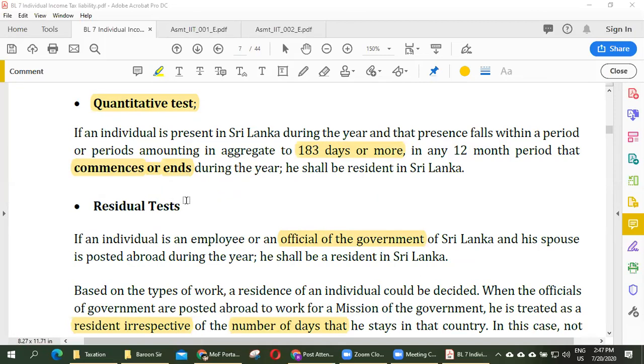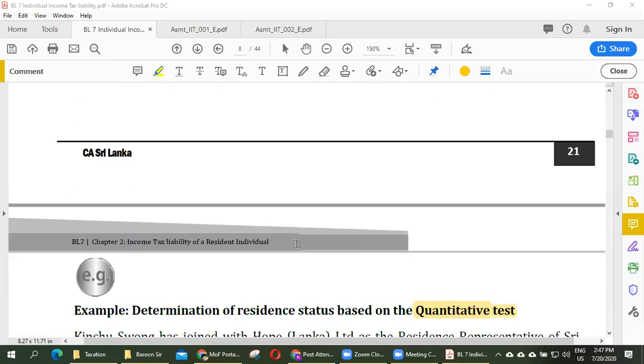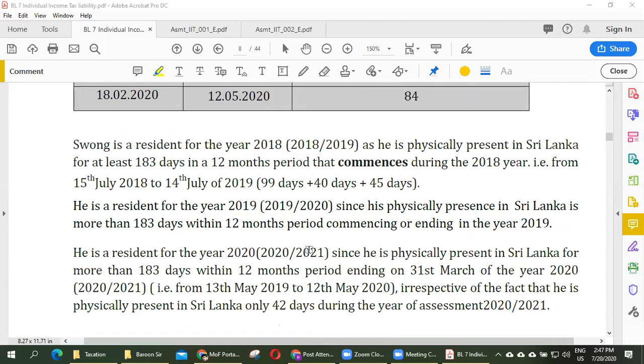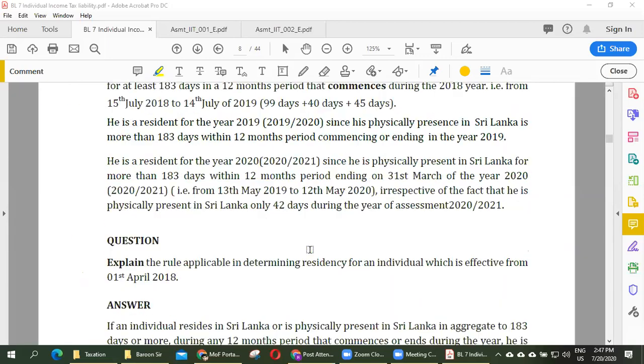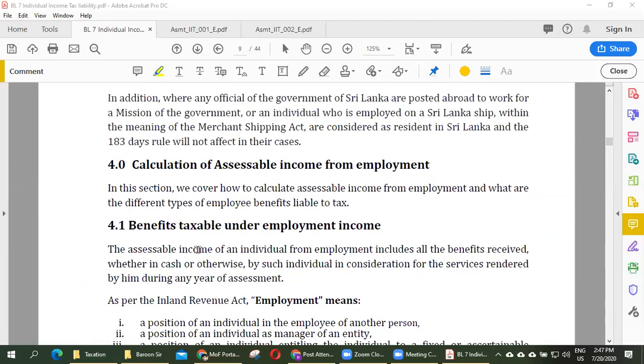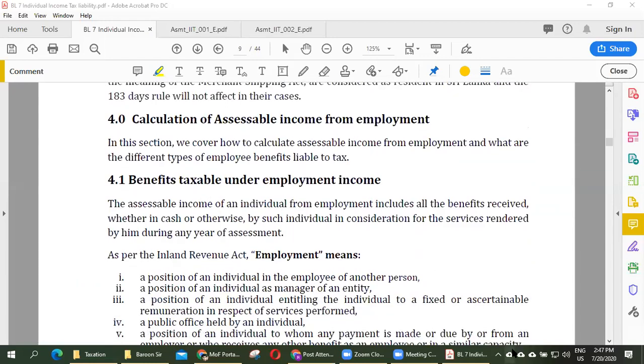According to the previous act, we say he is a resident only for the year of assessment 2019/20. But according to the new act, he is a resident for 2018/19, 2019/20, 2020/21. Right? I already uploaded this PDF file on LMS. Please have a small discussion among yourselves. Then we will start calculation of assessable income from employment in the next class.